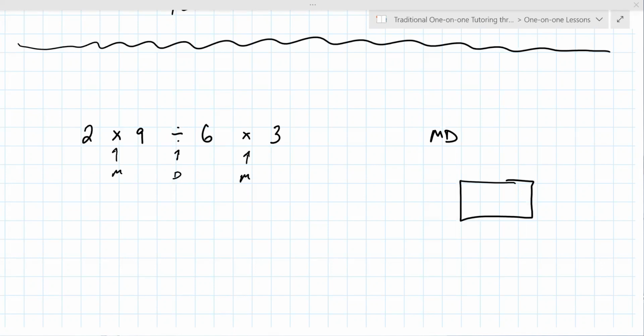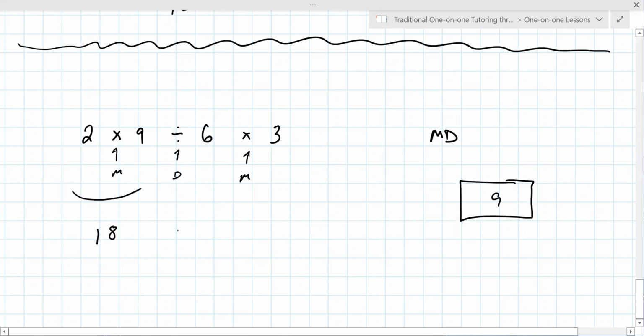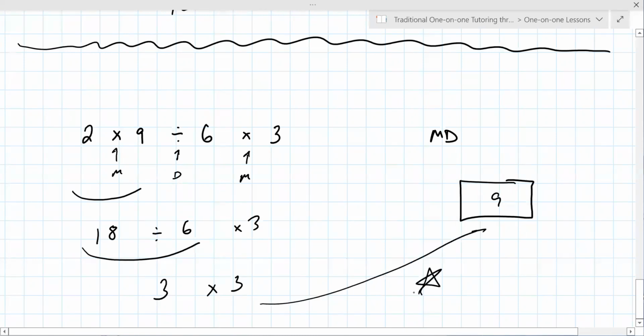Do you have a final answer for me? Is it 9? Okay, let's take a look here. So 2 times 9 is 18. Okay, and then 18 divided by 6 is 3. 3 times 3 is 9. Very good. Excellent.